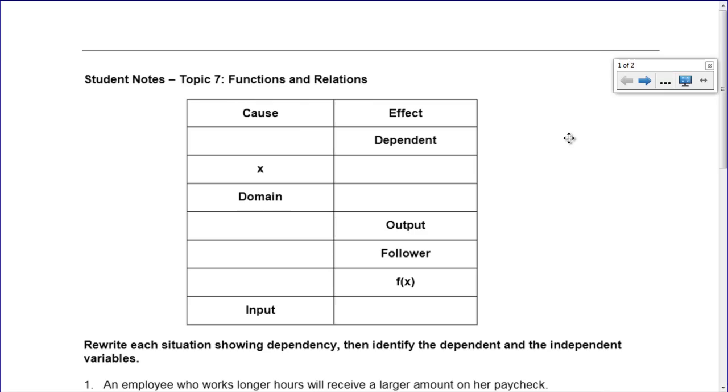Well, hey there, kiddos. Here's your Topic 7 Functions and Relations Semester Exam Review video. We're going to talk about some things about functions and some things about relations, hopefully jog your memory.